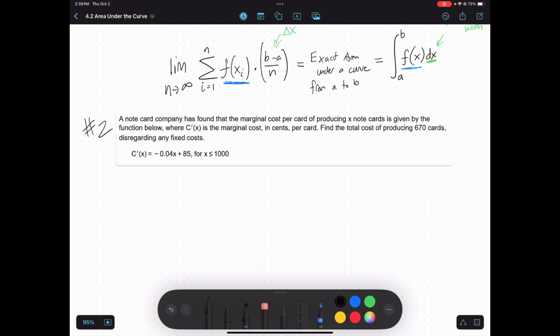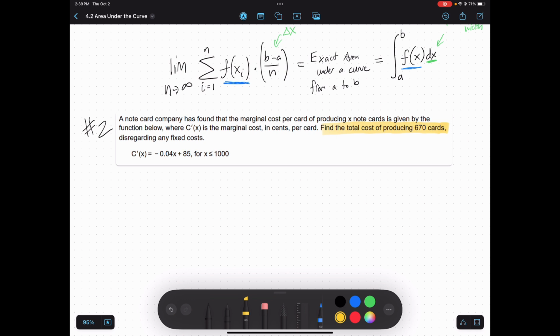Okay, let's look at some examples from the homework. And I want to start with number 2. So number 2 is a good applied problem. You've got a note card company whose marginal cost for producing x note cards is given by this function: C prime of x is equal to negative 0.04x plus 85. And what is it asking us to find? It's asking us to find the total cost of producing 670 cards.